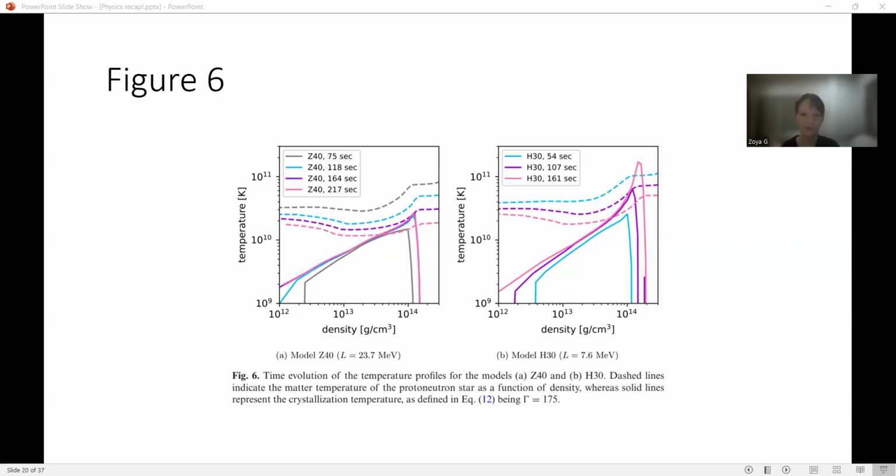The reason these two graphs are so important is because they show the contrast between the two models and how the L parameter affects the neutron star's formation, right? L parameter is cited right here.